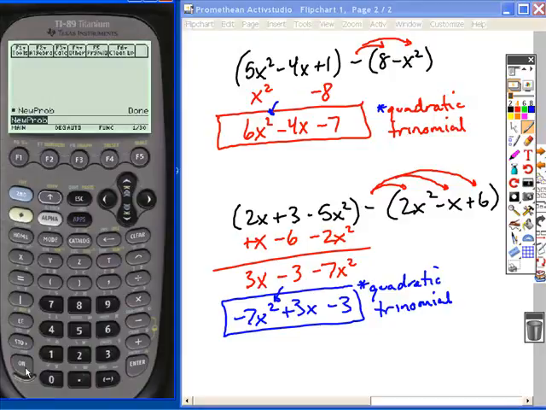All right, now if you're using your calculator for this, even easier, right? If you can enter the correct symbols, if you take 5x to the second minus 4x plus 1, and then subtract the quantity 8 minus x squared, hit enter, it'll give you the answer, and it should also put it in standard form for you.